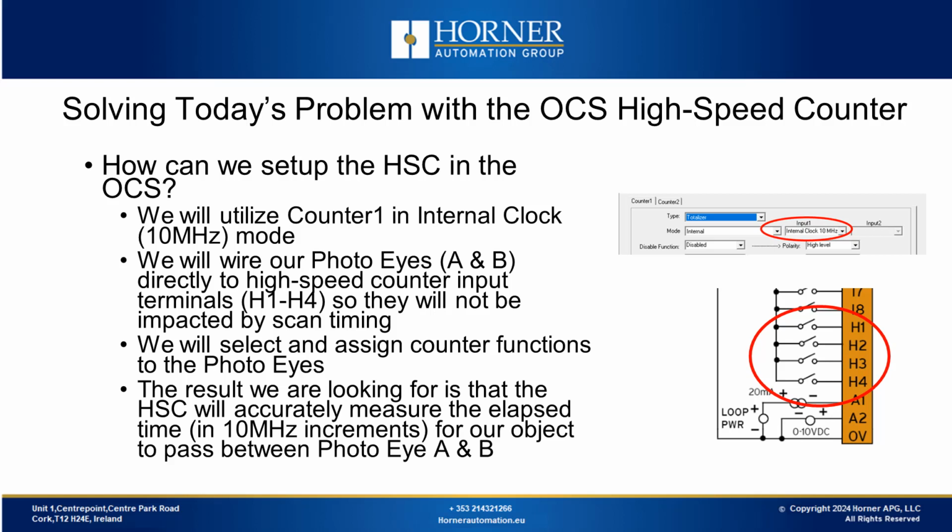These are labelled from H1 to H4 in the XL, XL Prime, and all future Canvas series. The high-speed counter will be counting in 10 MHz increments, and we will be using the photo eyes to capture and measure the elapsed time.